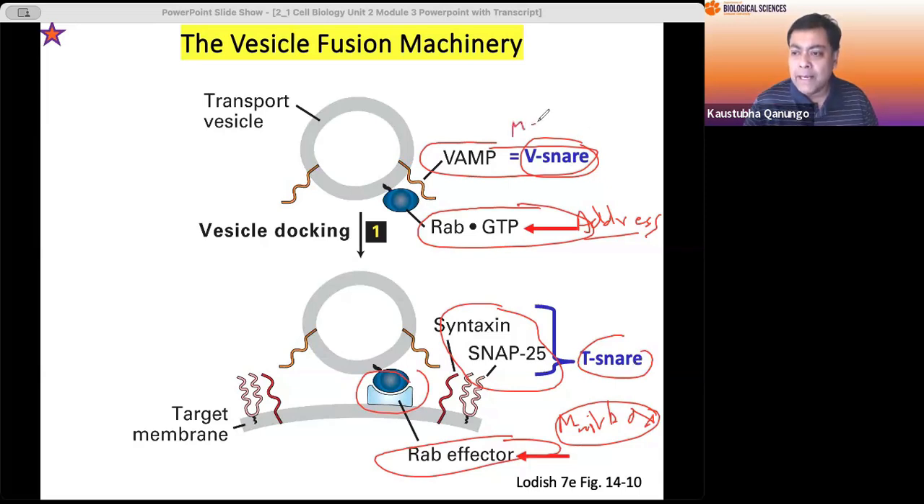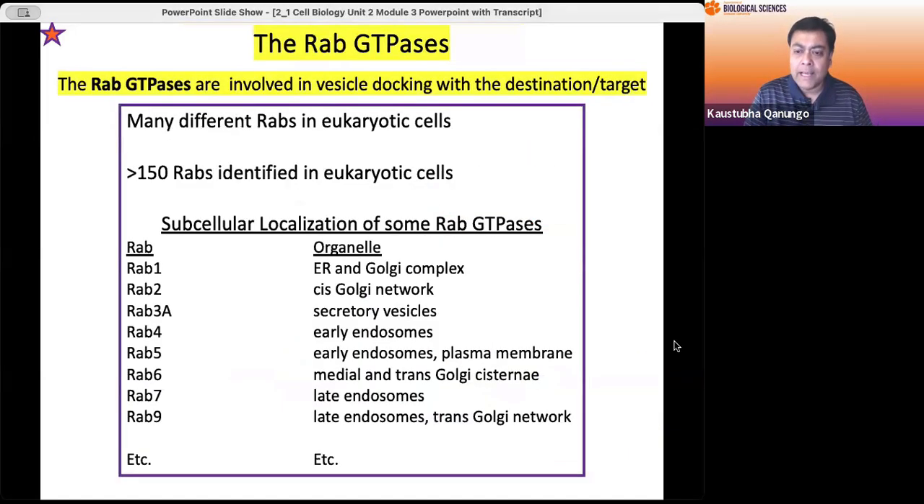These are the mechanical forces for fusion. We talked about the mechanical forces of formation of the vesicle. This is for the fusion: V-SNARE and T-SNARE will interact and basically bring the vesicle down together. So let's take a look at what happens.